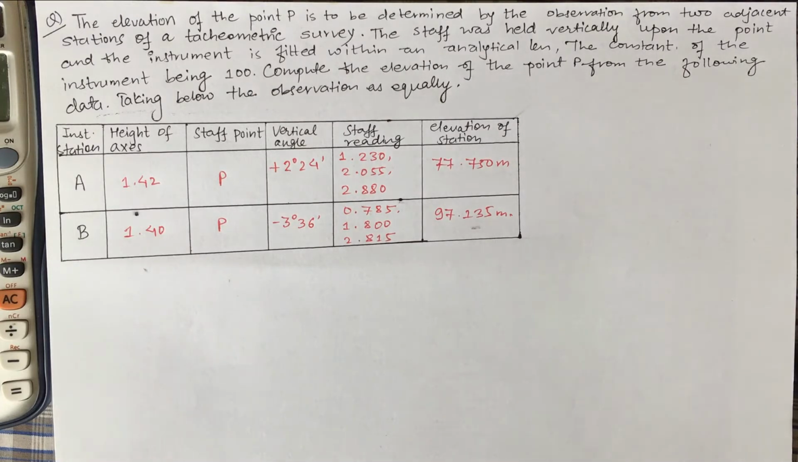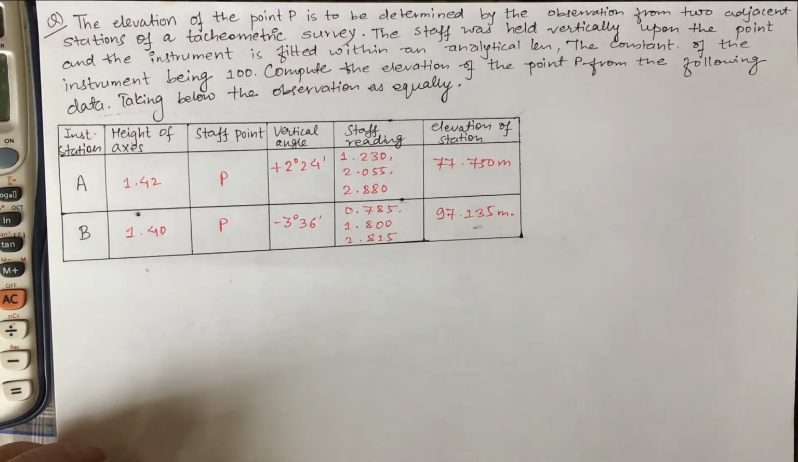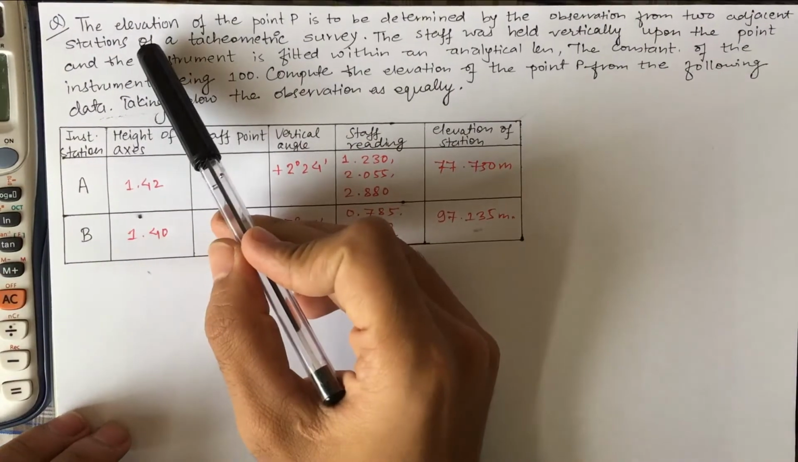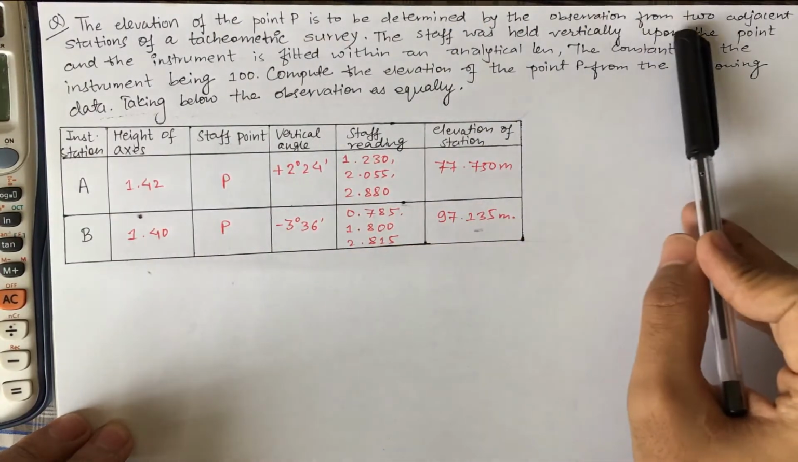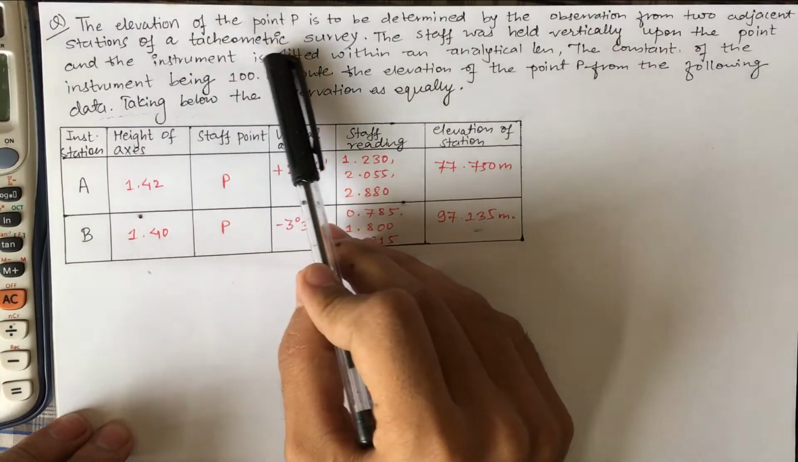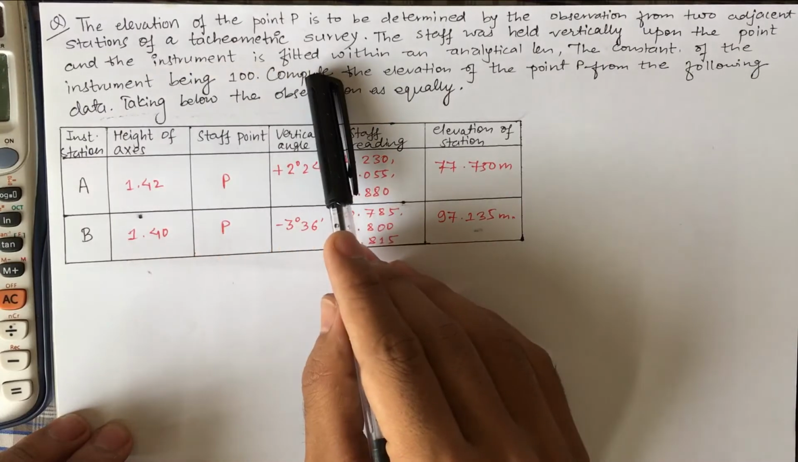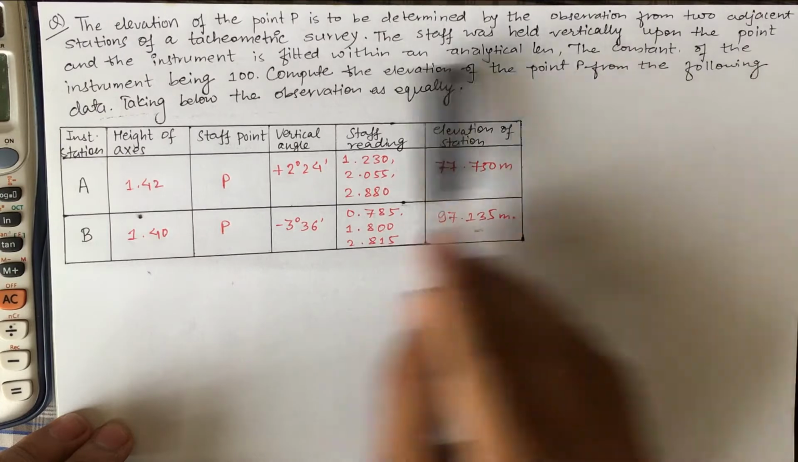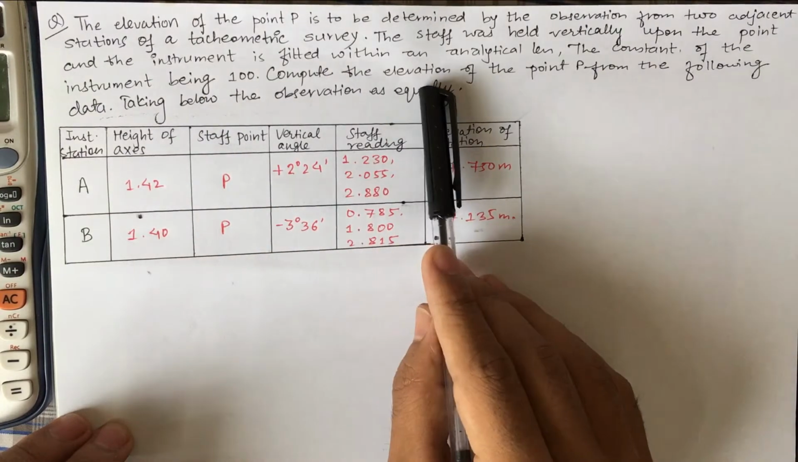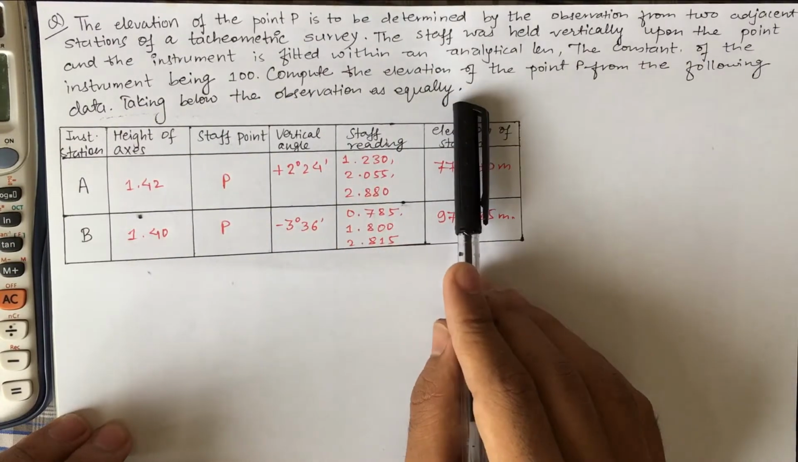Okay, without any delay, now let's work on today's question. Friends, let's read the question first. The elevation of the point P is to be determined by the observation from two adjacent stations of a tacheometric survey. The staff was held vertically upon the point and the instrument is fitted with an anallactic lens, the constant of the instrument being 100. Compute the elevation of the point P from the following data, taking the mean of the observation as equally.